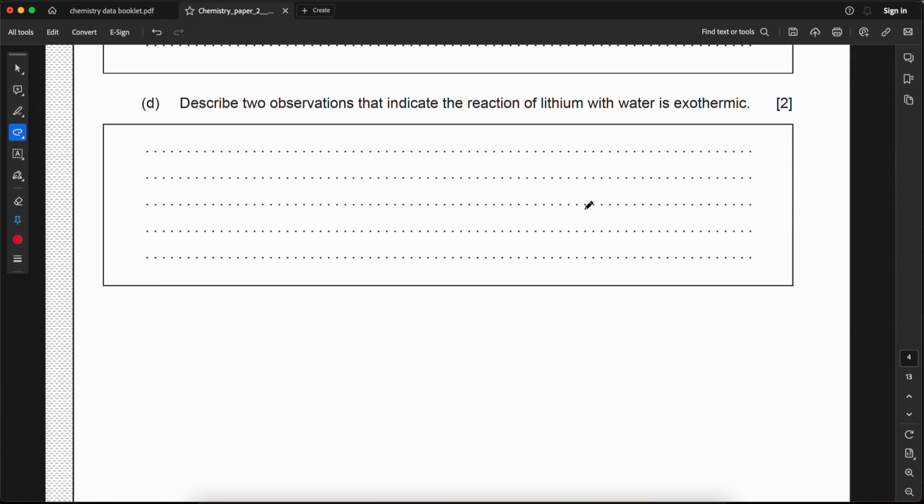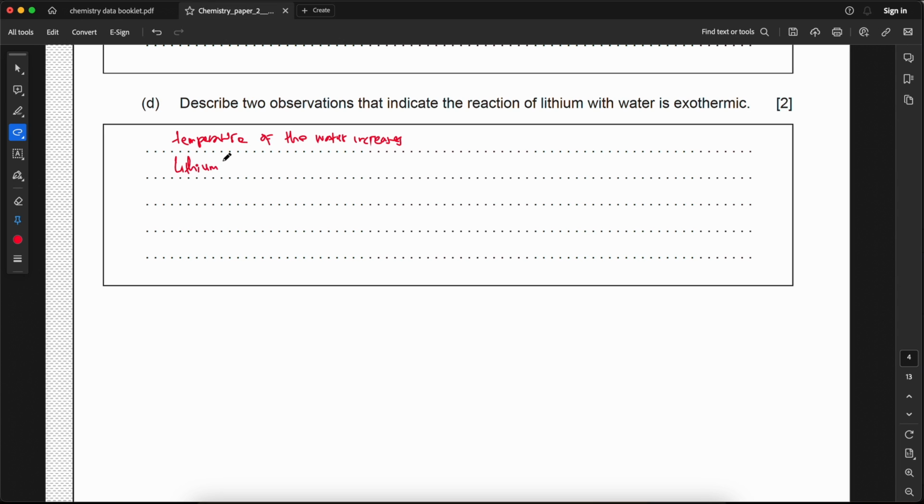Describe two observations that indicate the reaction of lithium with water is exothermic. As you know, lithium comes from group 1. They are very reactive. So when it reacts with water, the temperature of the water increases. When the temperature increases, it is an exothermic reaction.